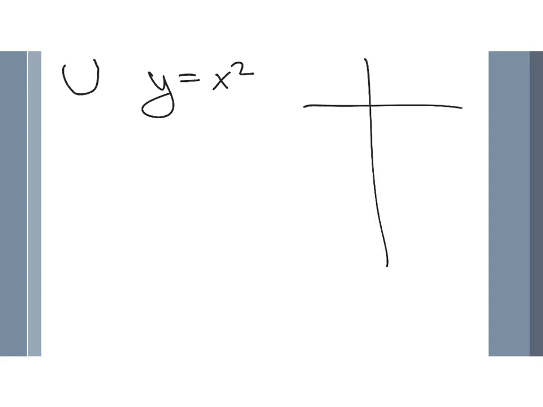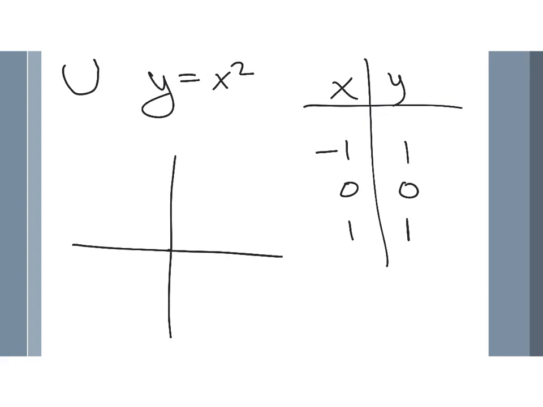Next one is the quadratic, y equals x squared. Remember, this is going to take on a U shape. Again, you could do a chart. At least get these 3 points on there. When you plug in -1, you get +1. When you plug in 0, you get 0. When you plug in 1, you get 1. So again, it takes on this shape, and you make it a U shape.